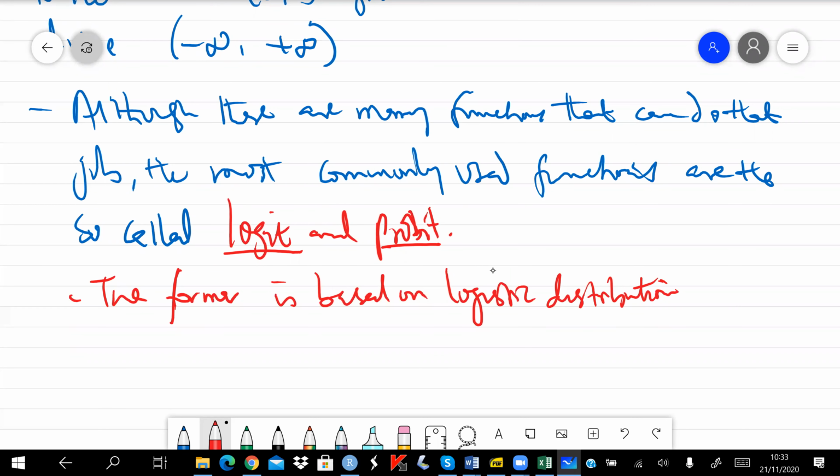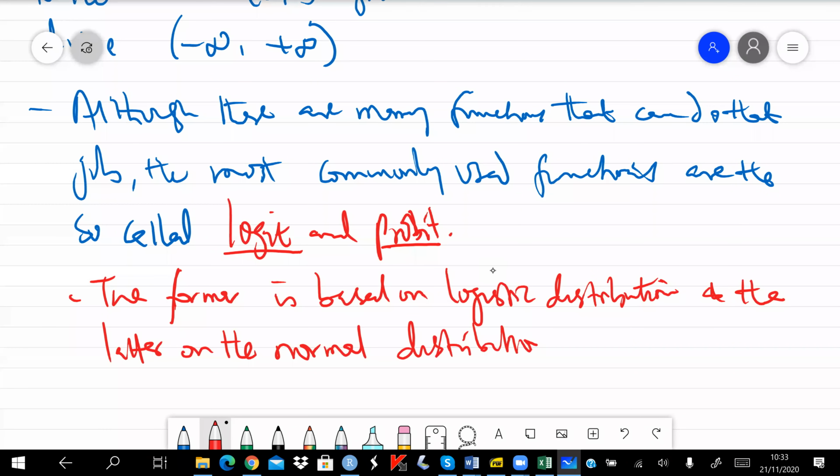And the latter on the normal distribution. The normal distribution. All of us here are conversant with the normal distribution. Full stop.